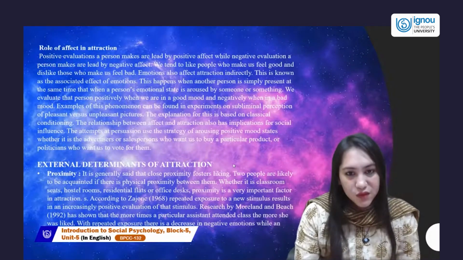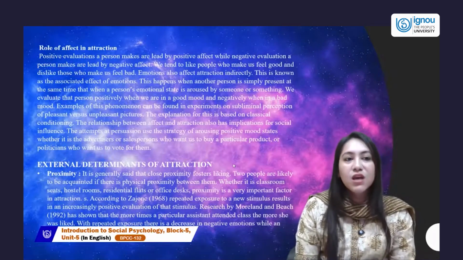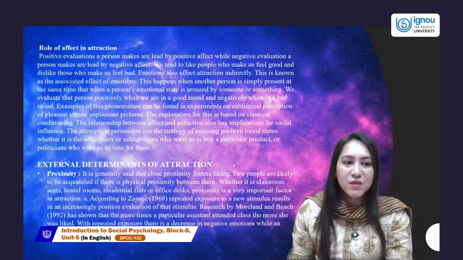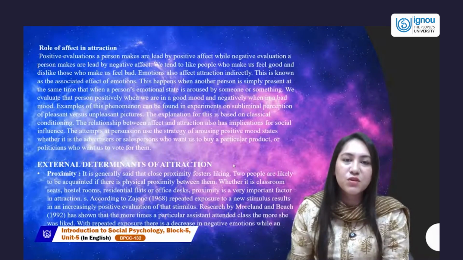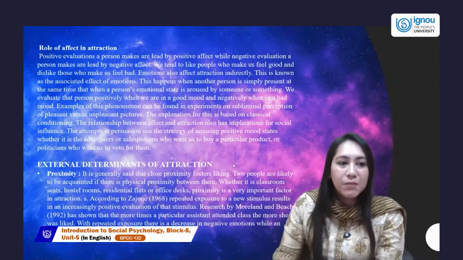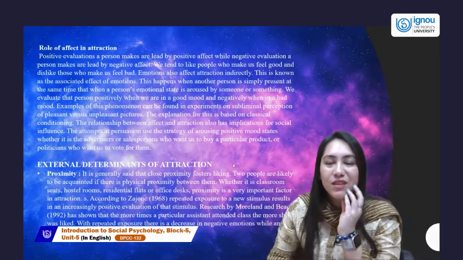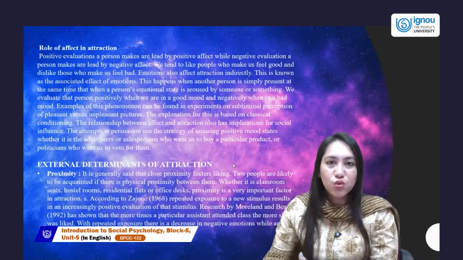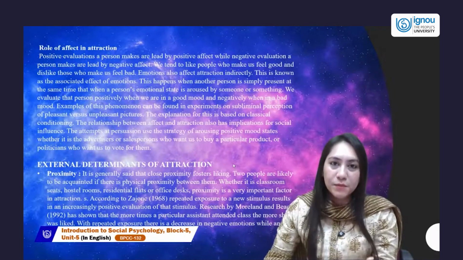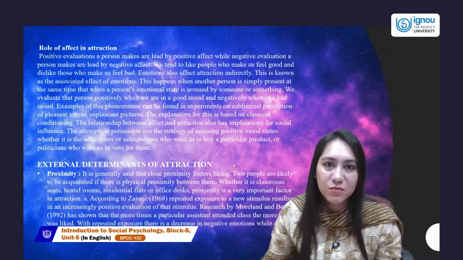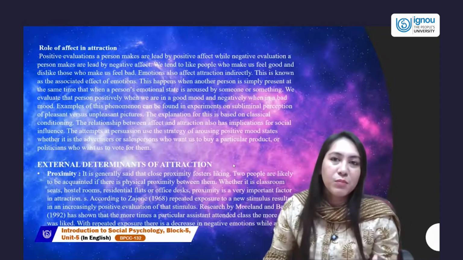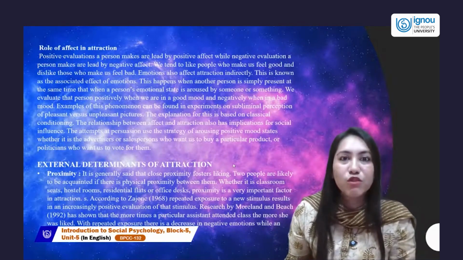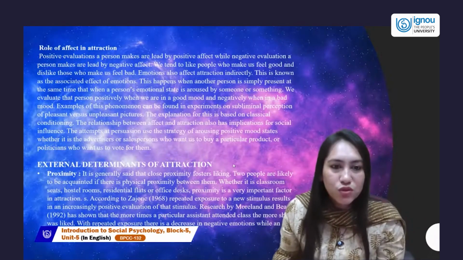For an example of this phenomenon, there was an experiment done on pleasant versus unpleasant pictures. The explanation was based on classical conditioning. The relationship between affect and attraction gave an implication for social influence. After showing pleasant pictures and unpleasant pictures to people and then checking their state of mind, they found that people watching pleasant pictures were in a better state of mind than people watching negative pictures.